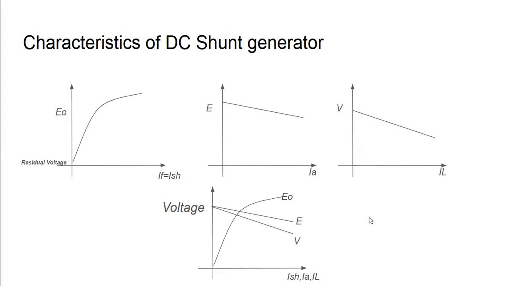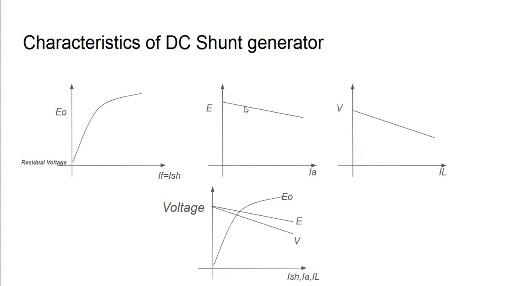Now we are going to see the characteristics of the DC shunt generator. The first characteristic will be the open circuit characteristic, whose shape will be the same as that of the series generator. The second characteristic is plotted between the generated EMF under loaded condition against IA. So this E will be equal to E naught minus the drop due to armature reaction. So this point is nothing but the E naught value, which is the generated voltage at IA equal to 0.